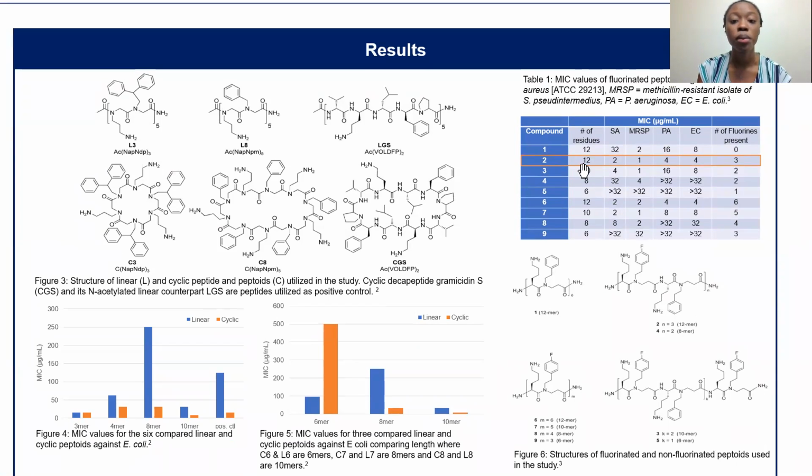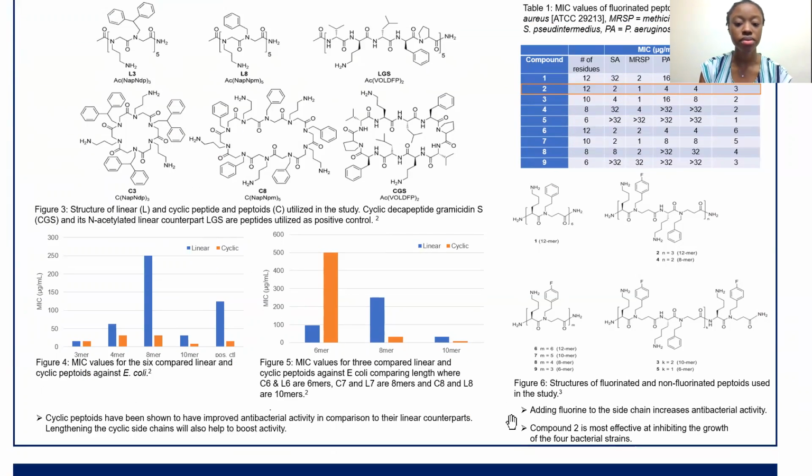Compound 2 has 12 residues, which again relates to the point that lengthening the side chain does in fact have an effect on increasing the antibacterial activity. Compound 6 also performed very well against the 4 different bacterial strains, but what makes compound 2 slightly better than compound 6 is the fact that compound 2 had a longer side chain in comparison to compound 6.